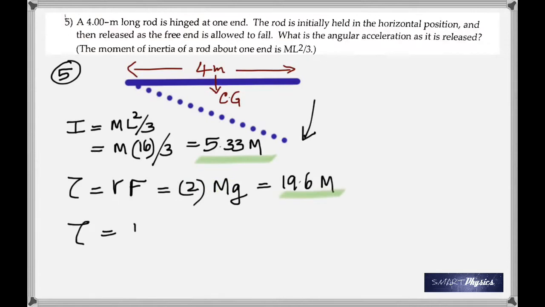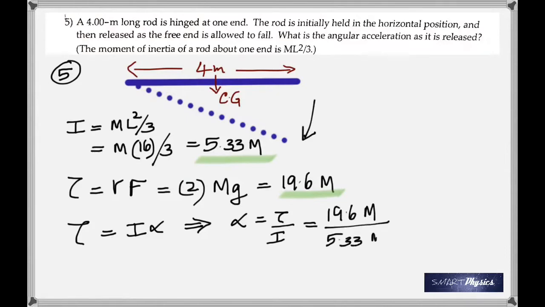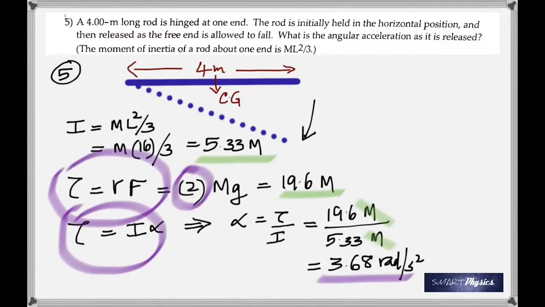So you get 19.6 times the mass, because g is 9.8. And torque is also given by I alpha, from which we can find alpha as torque by I. Torque is 19.6 m and I is 5.33 m. So the masses cancel out and you get the angular acceleration as 3.68 radian per second squared. So we have used the two equations for torque.